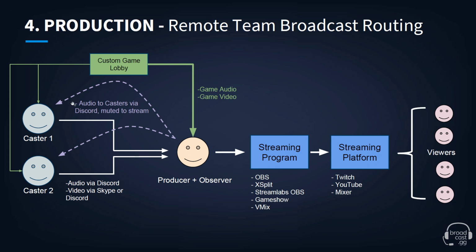That's why we have those dotted lines there for audio to casters via Discord, muted to stream. Mute yourself so that you can communicate with your casters. Maybe you need to tell them what you're looking at. Since you're remote, they can't see what you're looking at. You can at least tell them, hey, there's a sneaking Tracer. You let them know that there might be a pulse bomb about to happen. Or say you got a replay of an awesome Genji blade that happened. A Dragon Blade, I should probably use proper terms.